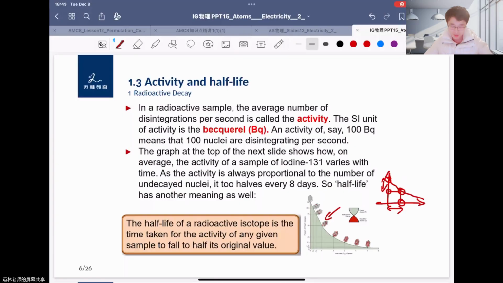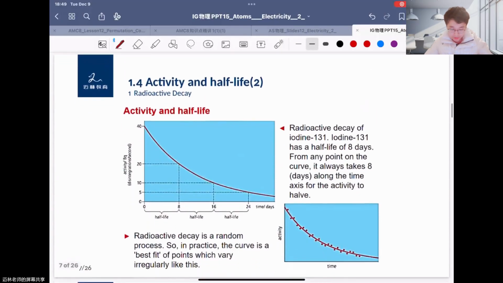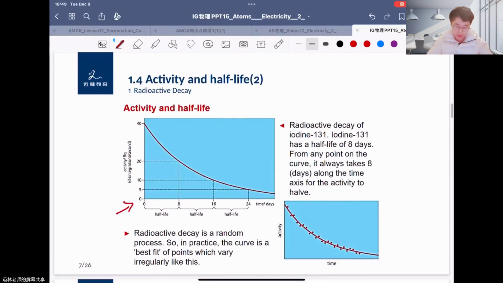And we can draw the graph like here. After 8 days, the total number goes from 40 to 20, and then from 20 to 10, and also from 10 to 5.